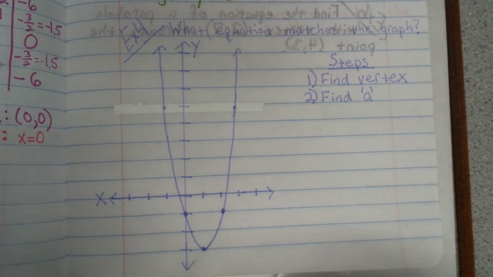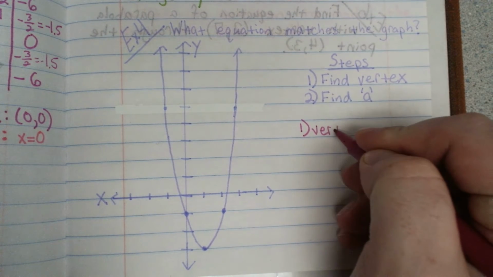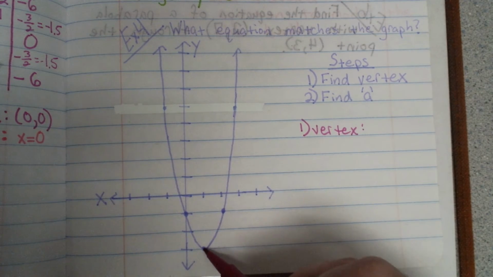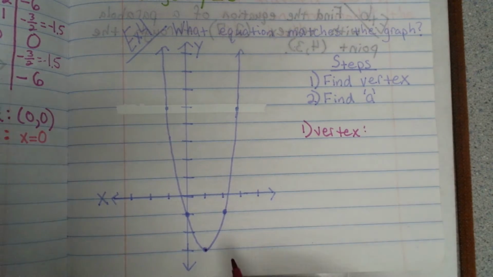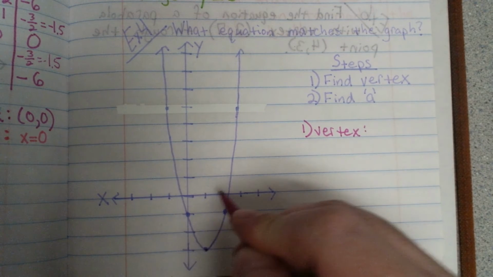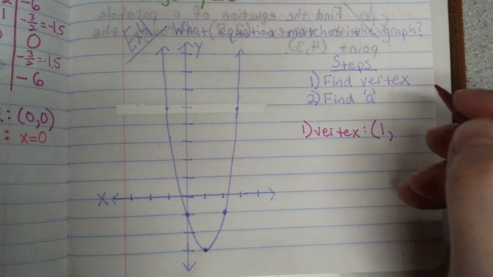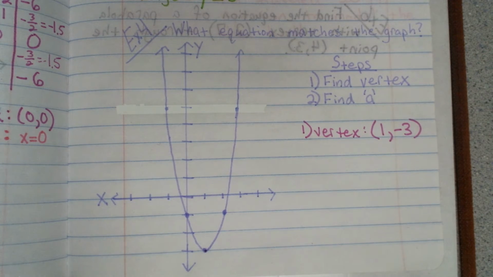So the vertex is (h, k). It's this point right down here. It's the minimum of this graph. It's either a minimum or a maximum, and it occurs at (1, -3). And then we're going to try to find a. So what is my a value here?